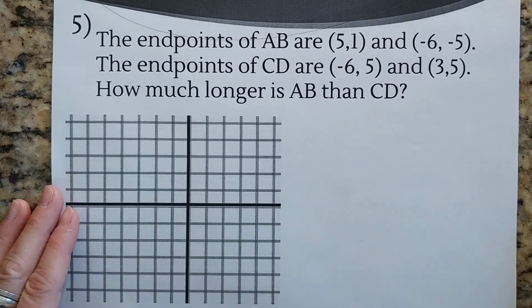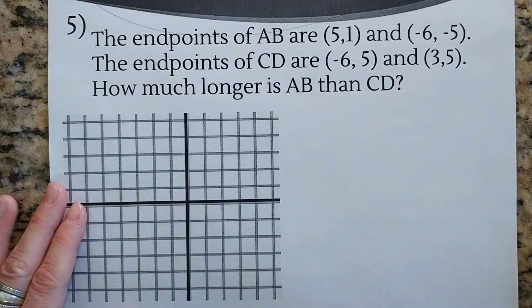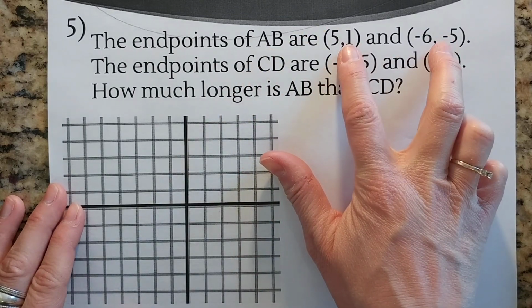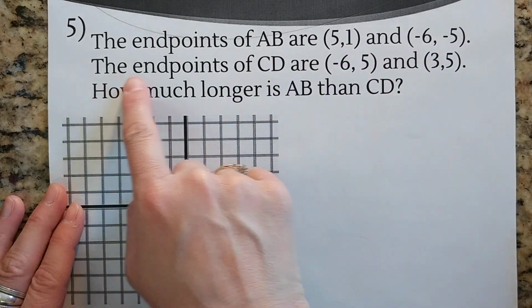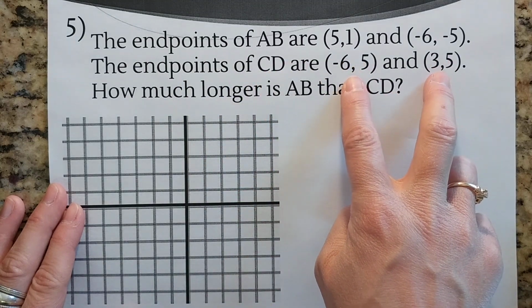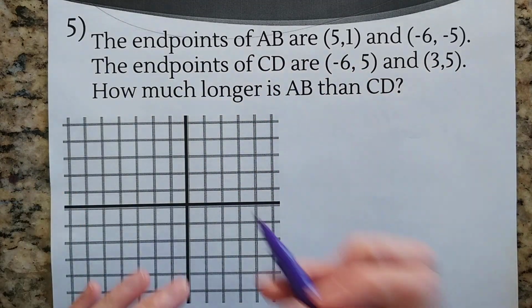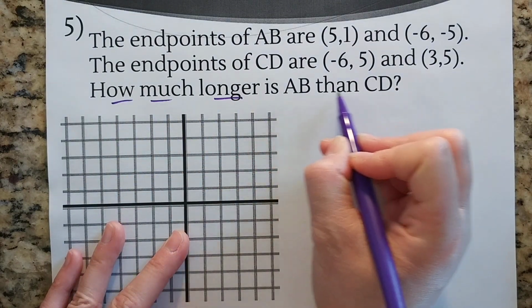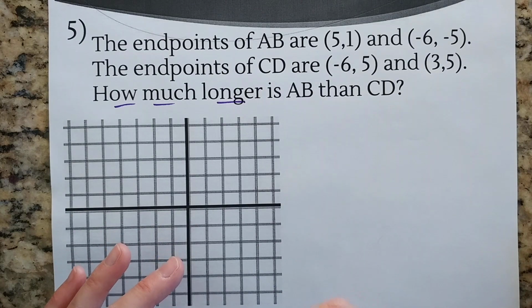All right, I like this next one. Here it says the endpoints of AB, and AB is a line, are these 2 points. And here we have the endpoints of line CD are these 2 points. We are asked how much longer is line AB than CD. This is almost impossible without a picture.